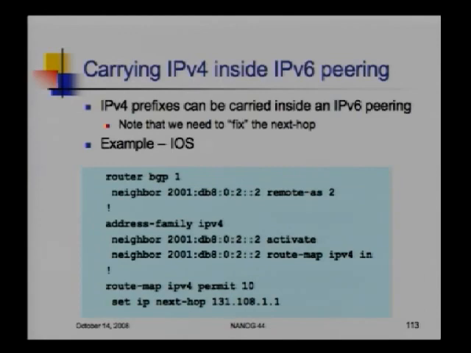So if you want to save, I don't know, peering real estate or router configuration real estate or chatter between the peers, rather than setting up 2 peers to handle v4 and v6 prefixes, you can just set up 1 peering over v6 and transport both your v4 and v6 prefixes. But you must remember to set the next hop, otherwise you end up with an invalid next hop and no reachability.